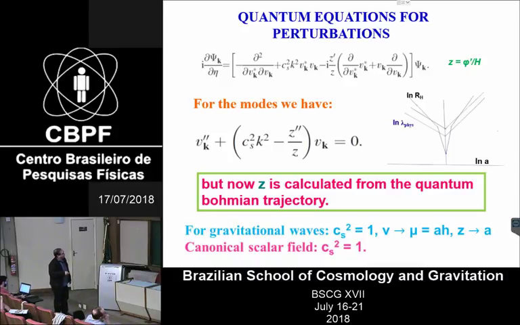So you're using a canonical scalar field, so this s squared here from now on is equal to 1, but we have also worked with fluids with s squared not equal to 1. And for gravitational waves, it's the same equation, but you have to substitute the v here by this quantity mu, which is 8 times the amplitude of the gravitational wave. And you have to substitute this z here just by a, the scale factor. For the equation for gravitational waves, you have to make these substitutions here.